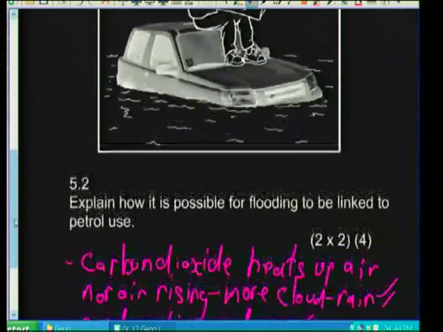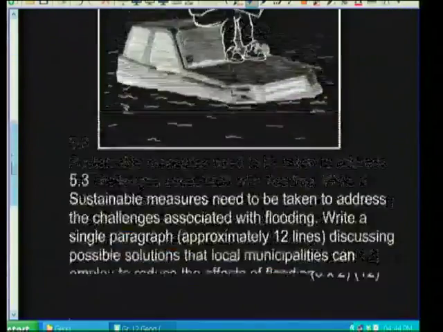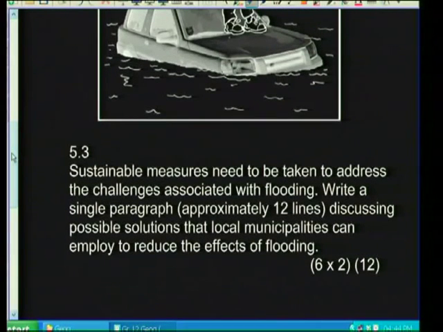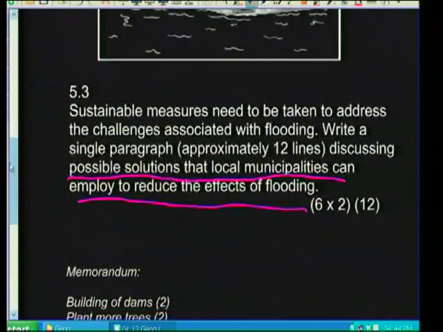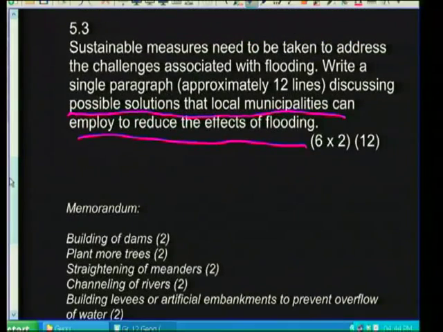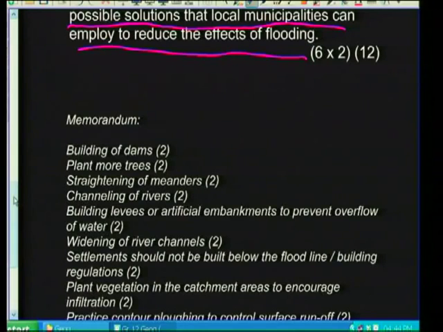Quickly, to look at just one more. Sustainable measures need to be taken to address the challenges associated with flooding. Write a single paragraph discussing the possible solutions that municipalities can apply or employ to reduce the effects of flooding. I'm just going to go through a few because I think more or less our time is up today. What can these people do to reduce flooding? I'm sorry I'm going to go through it very briefly, simple answers that you've done before that make sense.